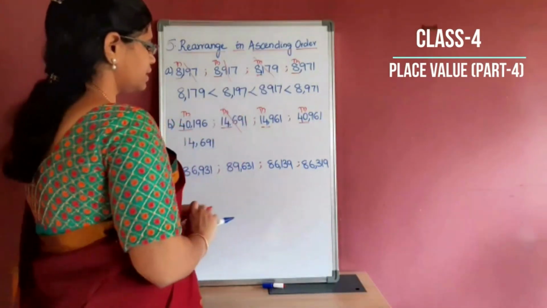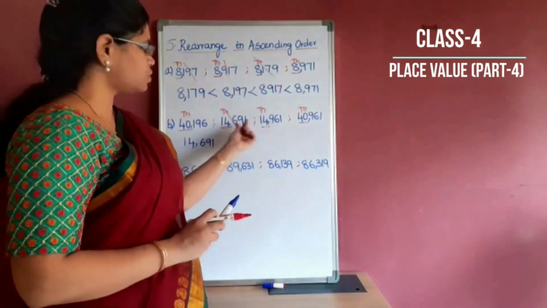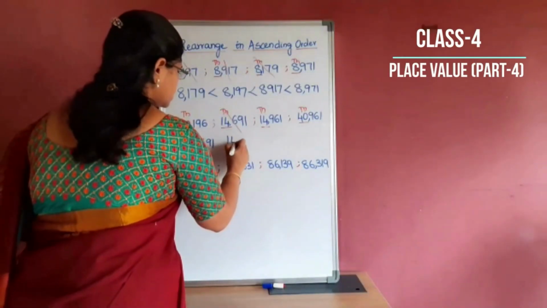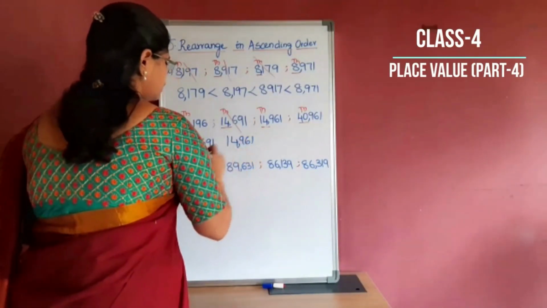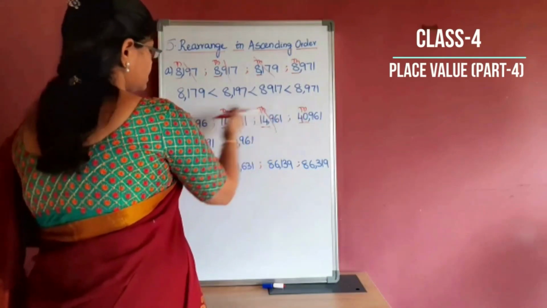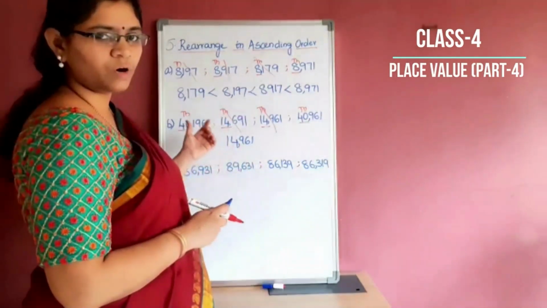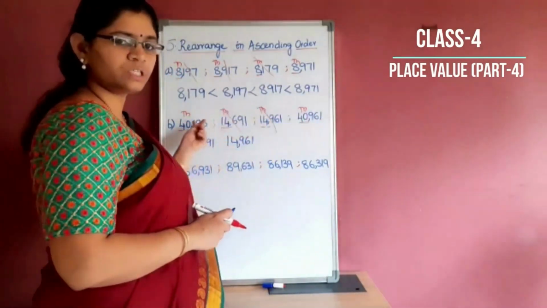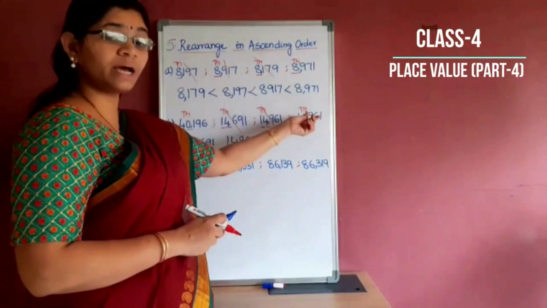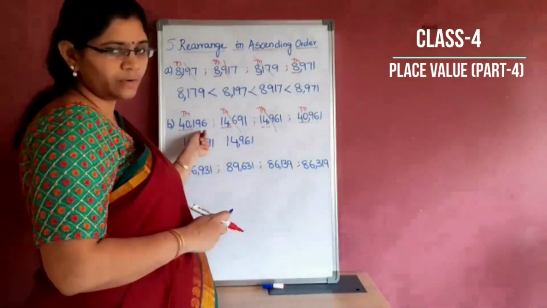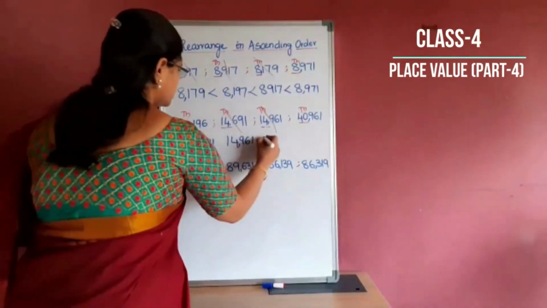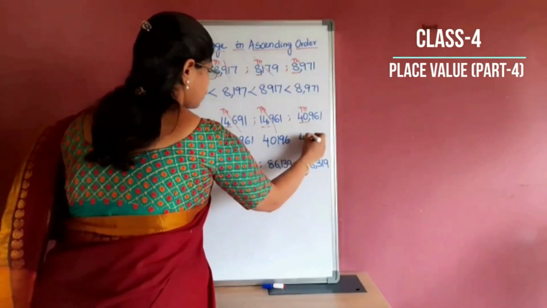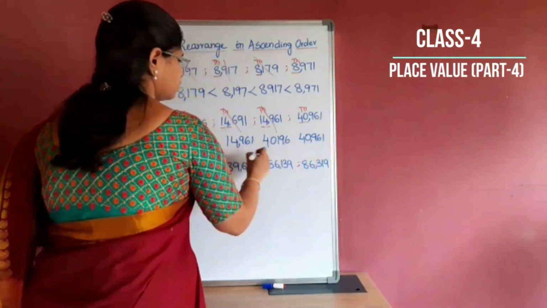So this is done. I am eliminating that. Let us see the next one. As this is eliminated, the leftover number I am writing here, children. So this is 14,961. Both are done. Now let us compare these two numbers which are in 40,000 period. This is 196, 961. Which is smaller? 196 or 961? 196 is smaller. So let me fill this as 40,196 and this as 40,961.